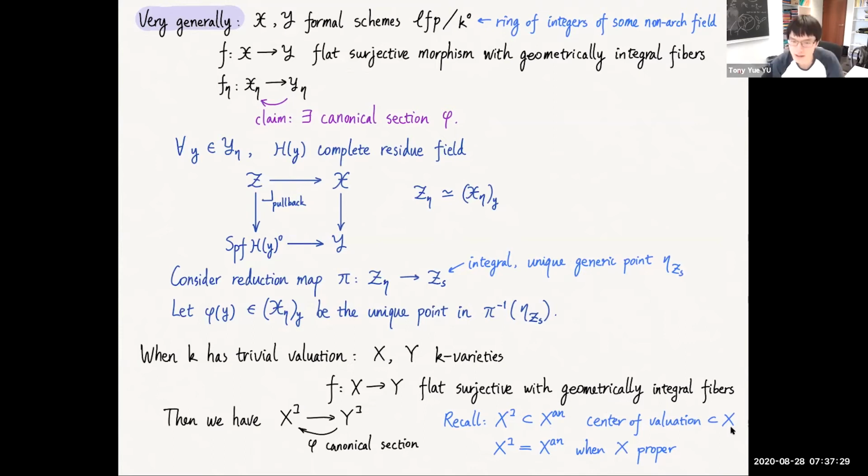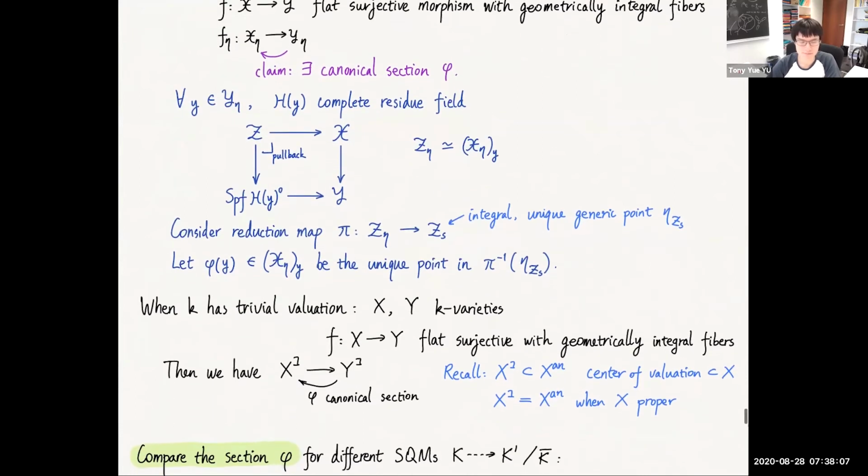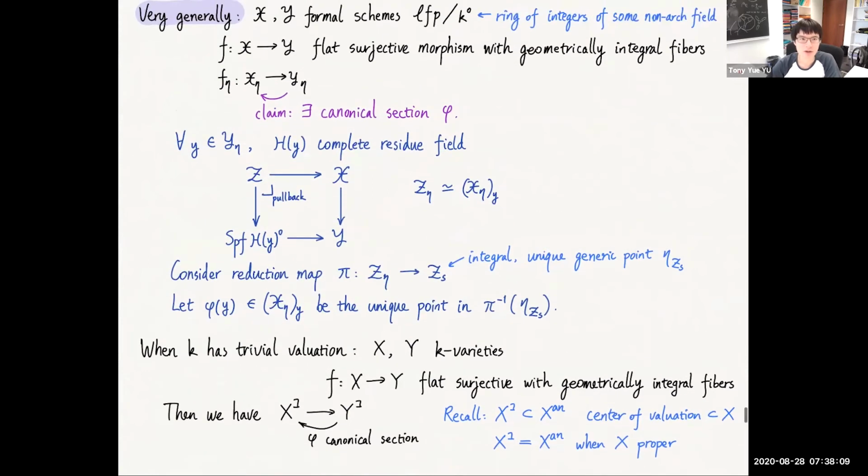So in the trivial valuation case, one can construct a subset denoted by beth, and this subset coincides with the generic fiber. And the subset is the whole analytification for proper X. Then we apply our general construction phi. We obtain a canonical section phi of this map from X beth to Y beth. So that's the construction of phi.